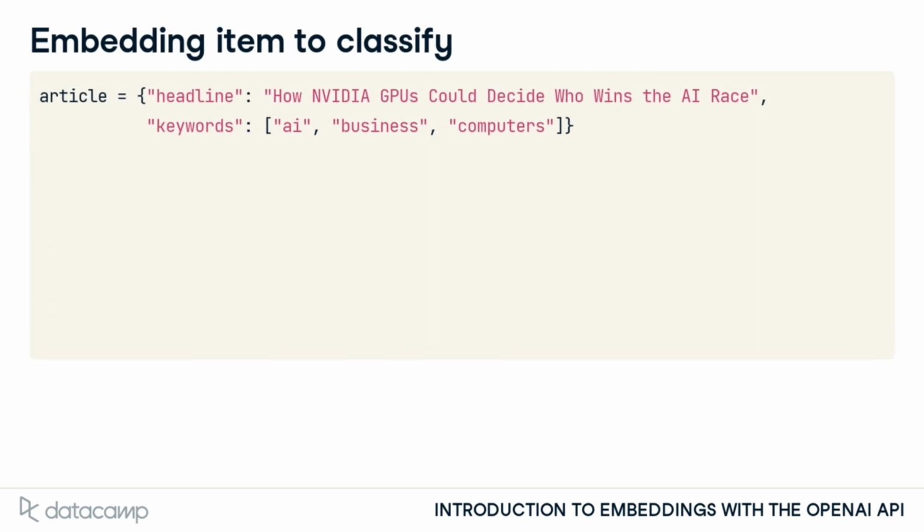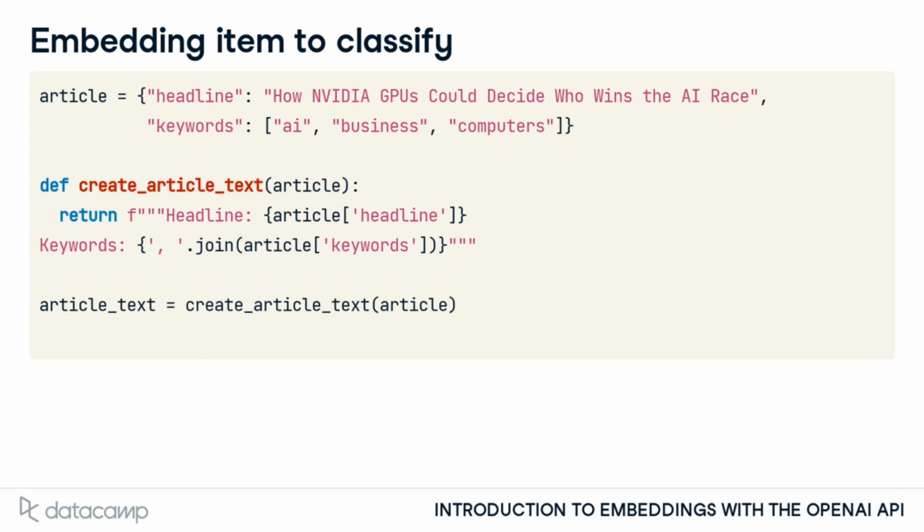Here's the article we want to classify. The first step here is to combine the headline and keyword information into a single string that we can embed. We do this by defining a custom function that uses an F string to concatenate the headline and keywords inside a nicely formatted string. Finally, we can embed the text by calling createEmbeddings again, remembering to zero index the list returned so we have a single list of numbers.